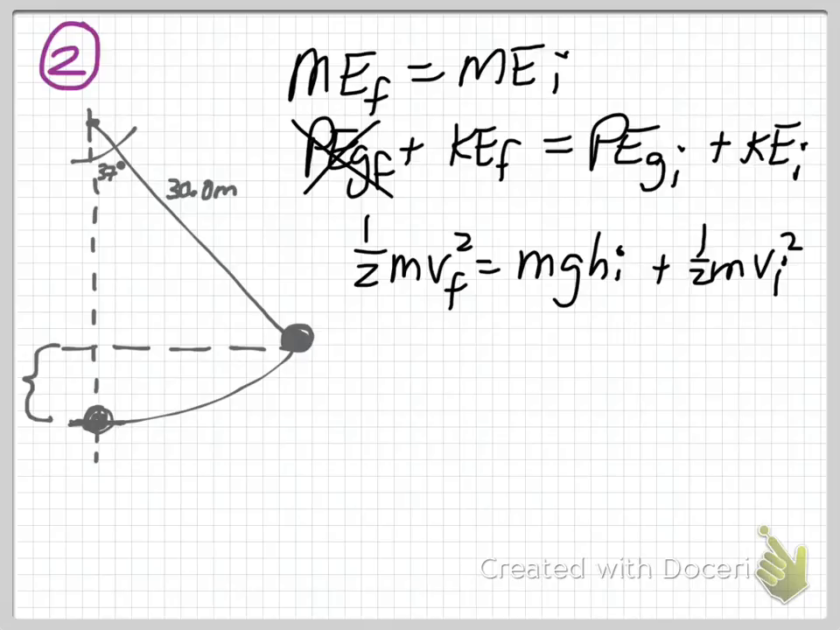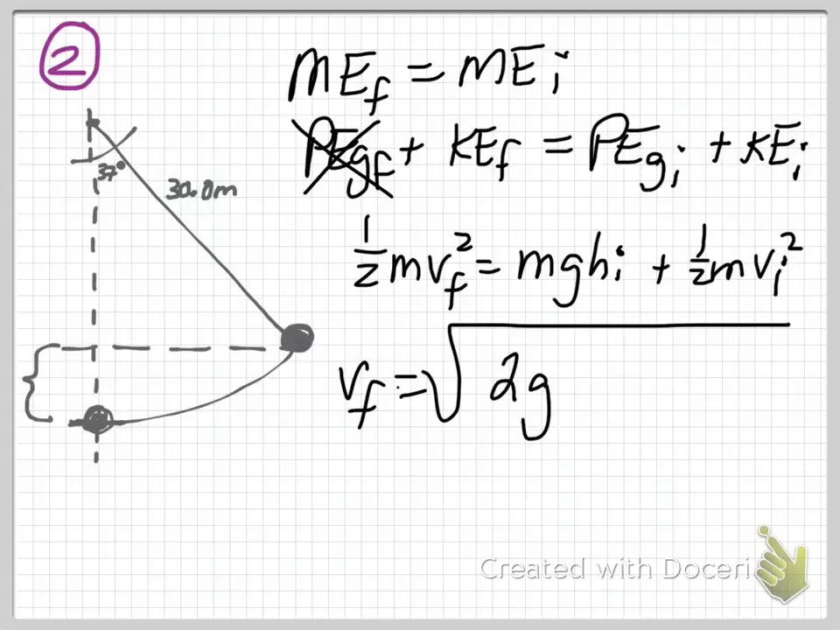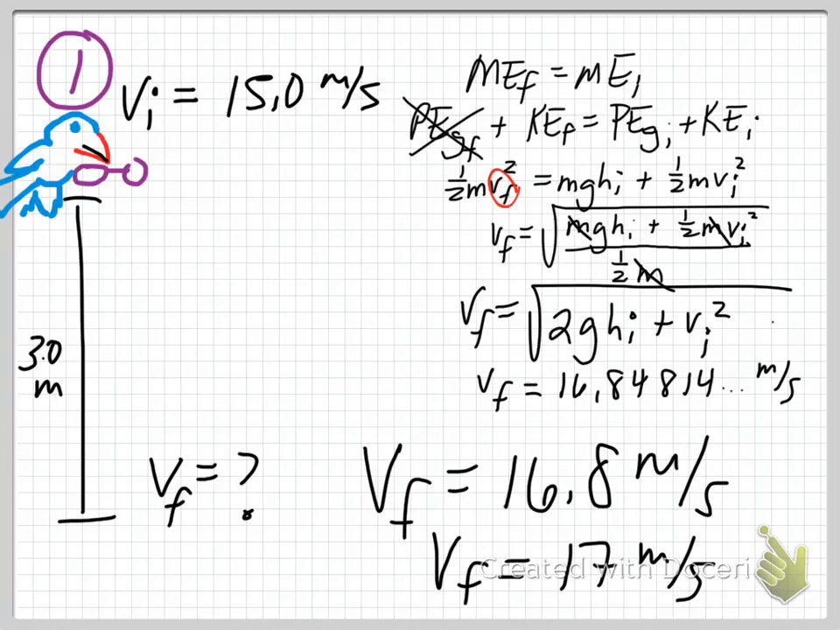Gee, this is looking an awful lot like the last problem. So solving for Vf, we get the square root, and I'm going to shortcut to the real solve, of 2 times g times h initial plus Vi squared. It is the same exact algebra that we did here.